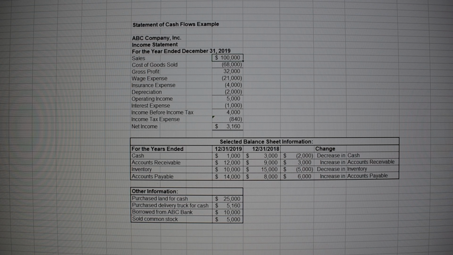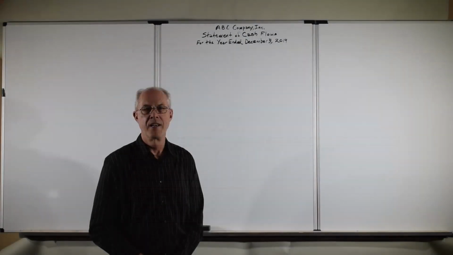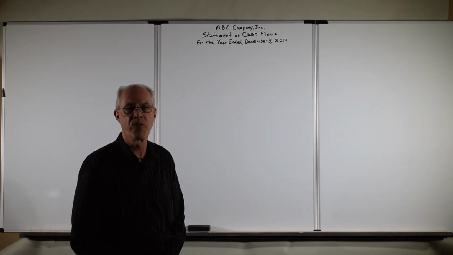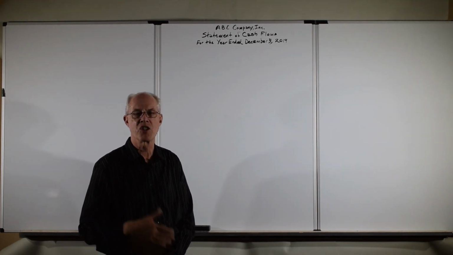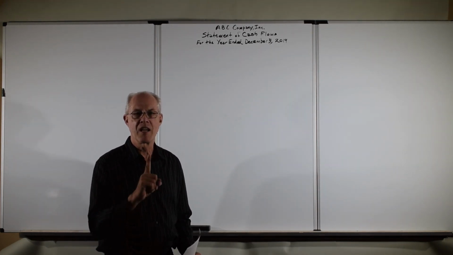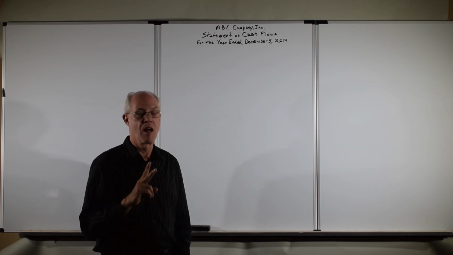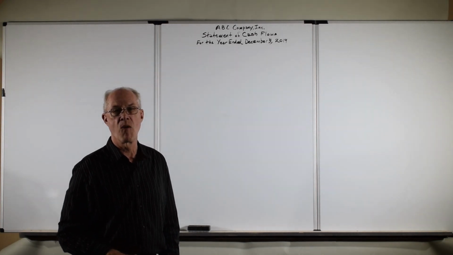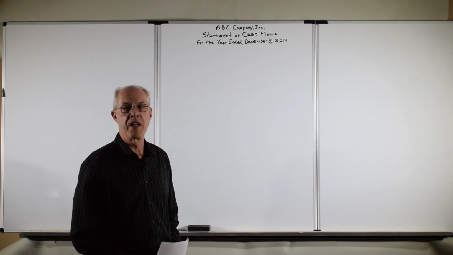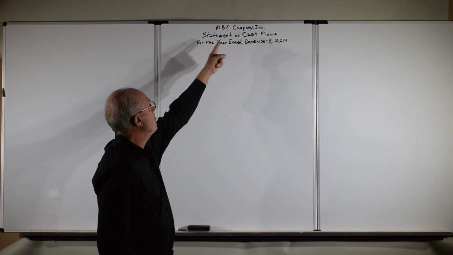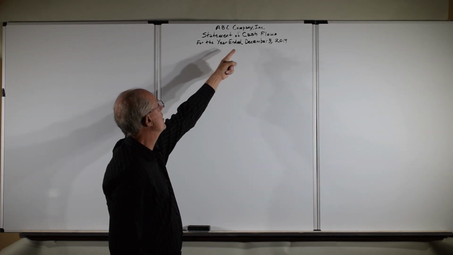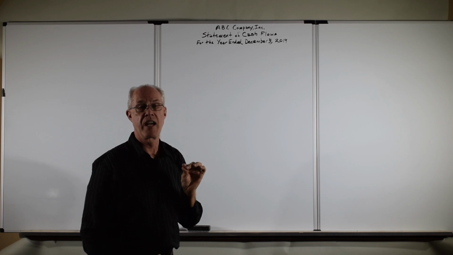So let's get on back out to the whiteboard and finish up this example. Well, welcome back. We're back here ready to prepare the statement. Hopefully you've got the data in your hand, all the schedules and so forth, the income statement, the numbers from the balance sheet, and the selected other information that we'll need. So I've already headed up the statement. ABC Company Inc. Statement of Cash Flows for the year ended December 31st, 2019.